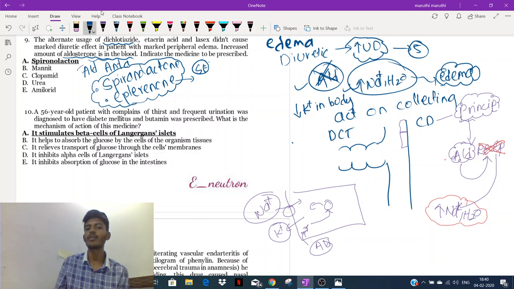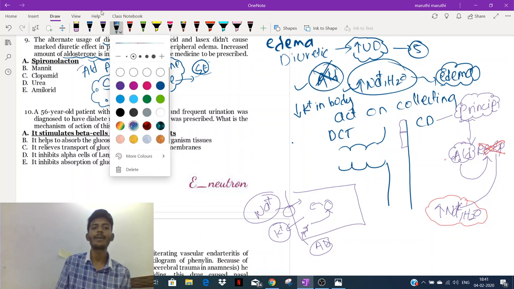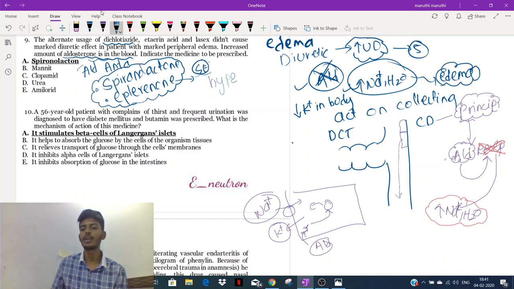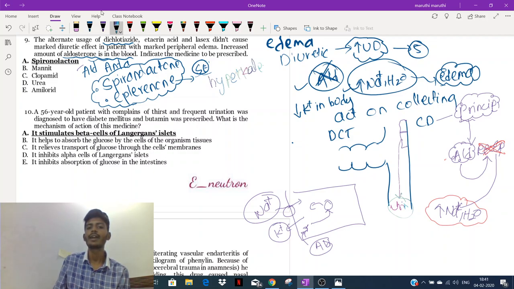If aldosterone is not working, that will be the side effect of this drug, because this is the one which is blocking the aldosterone. So the side effect of these drugs would be hyperkalemia. Why hyperkalemia? Because it will not allow the aldosterone to work. If aldosterone was working, it would kick the potassium into the urine, but that will not happen. That will lead to what? Hyperkalemia. So that will be the side effect caused by aldosterone antagonists.